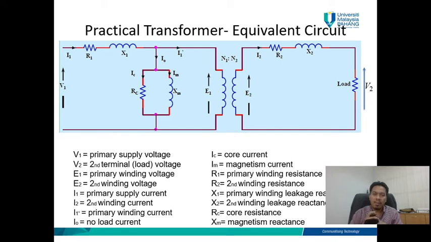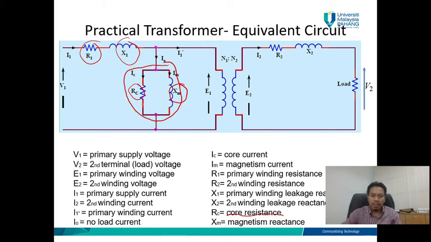As can be seen in the figure, we have R1 and X1 to represent the coil or the winding of the primary side of the transformer. This is the core element, which consists of RC and XM. RC here represents the core resistance, and XM represents the magnetizing reactance.